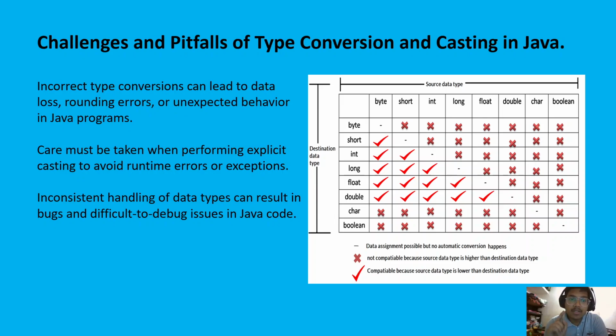Right, so care must be taken when performing explicit casting to avoid runtime errors or exceptions. Inconsistent handling of data types can result in bugs and issues that are difficult to debug in Java code. It will be very critical. As you can see in this diagram also, which is compatible, which is not compatible, and which casting cannot do automatic conversion. These are some of the data type things. You can pause it and see it if you want.